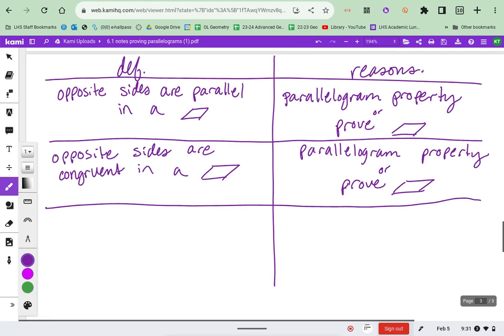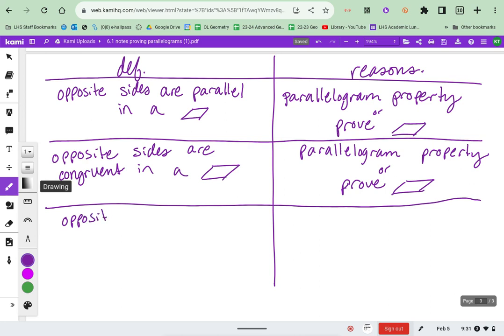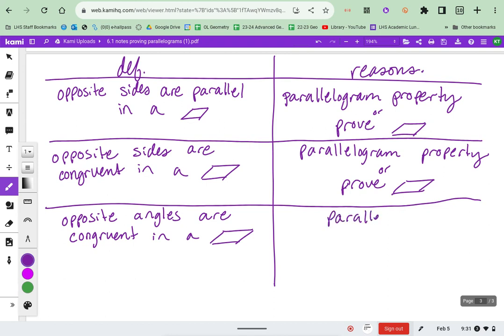Same thing for opposite sides. Oops, no, opposite angles, sorry. Opposite angles are congruent in a parallelogram. And same thing, you can use this as a parallelogram property to help you prove something else, or you can use it to prove that what you're looking at is a parallelogram.